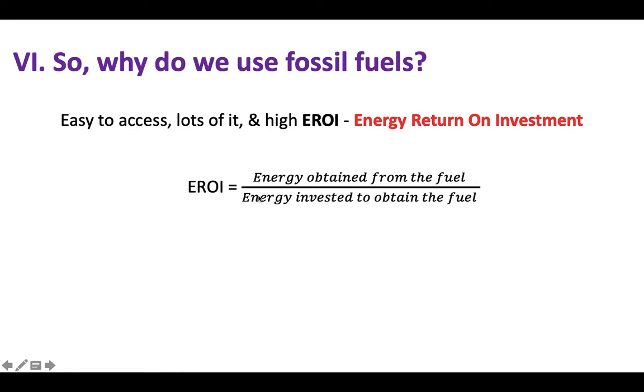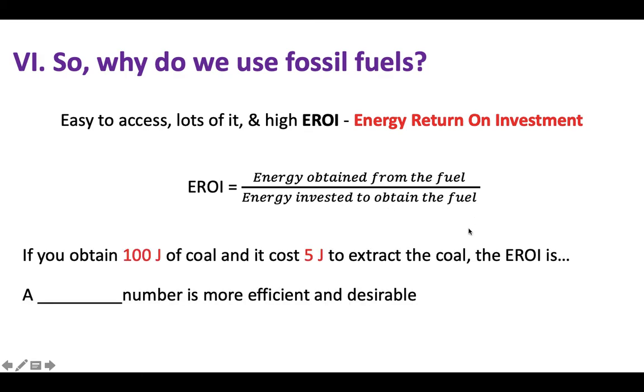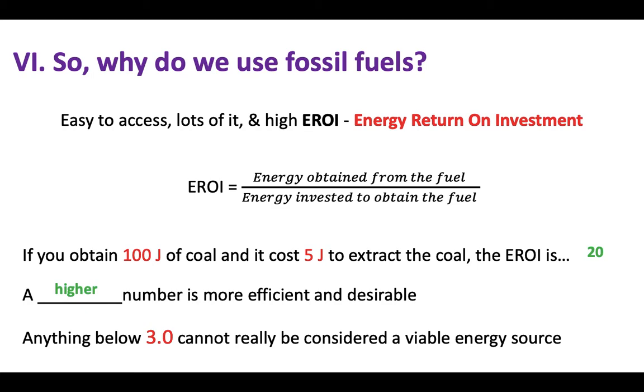EROI is calculated by taking the energy obtained from the fuel and dividing it by the energy invested to obtain the fuel, and that can include financial resources. So, for example, if you obtain 100 joules of coal and it costs 5 joules to extract the coal, the EROI is, that's right, 20. 100 divided by 5 is 20. Therefore, a higher or a lower number is going to be better for a fuel source? That's right, a higher number is better.